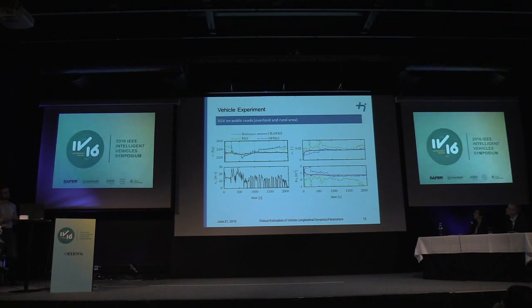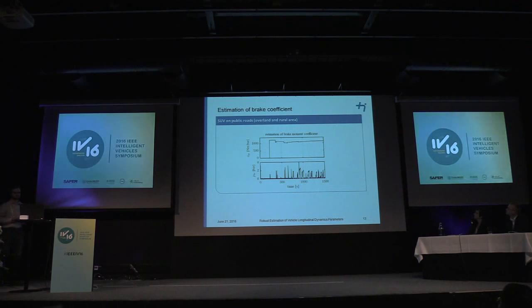So here you can see an estimation of mass, rolling and aerodynamic resistance, and we also emphasized on the braking coefficient. You can here see the braking pressure, and here on the upper chart you can see the estimated parameter, and in the braking case it is much easier to estimate because the forces during braking are much higher than during the propulsion phases.